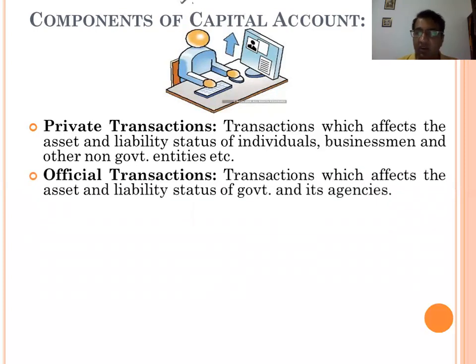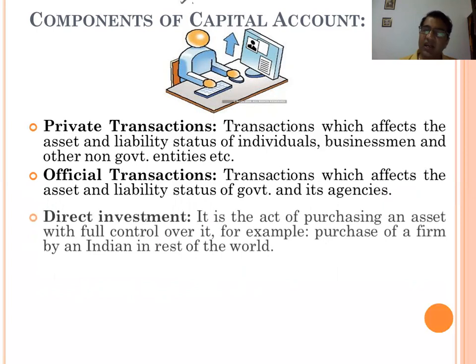The second is the official transaction, which affects the assets and liability status of the government and its agencies. These are transactions which affect the assets and liabilities of the government and its agencies. It means it is not related to private people, but it is related to the government. It is official. So that is the second component of the capital account.